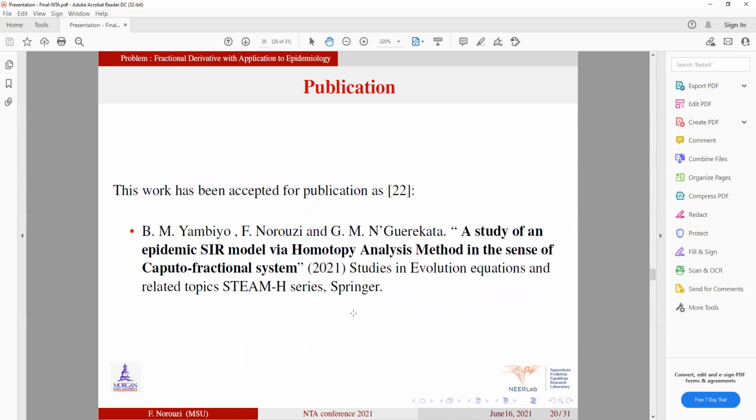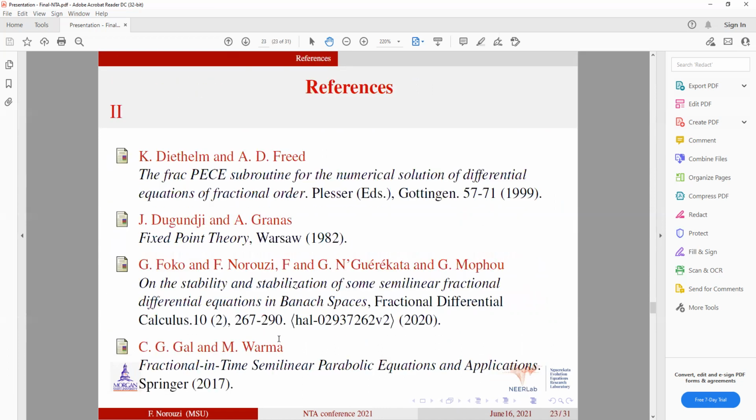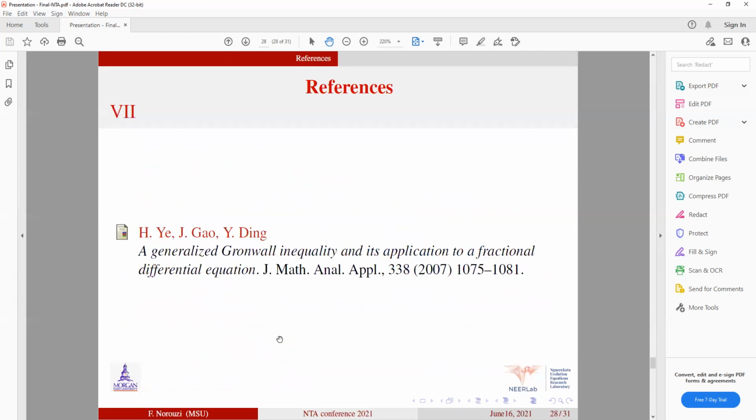This paper has been published in Studies in Evolution Equations and Related Topics. I did this paper with Mr. Yambio in the NEAR Lab, and our supervisor was Dr. Gercada. And these are all the references that we have used for this paper.